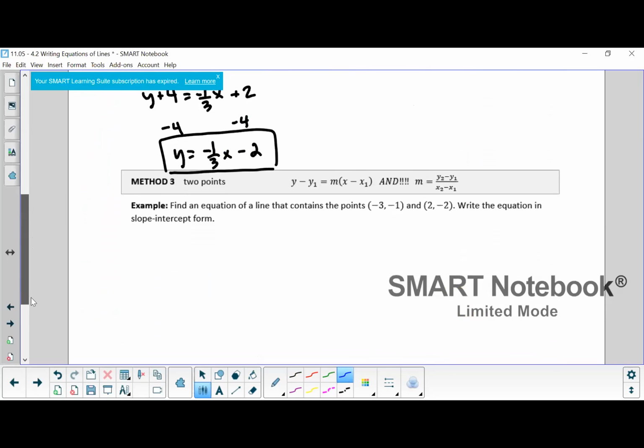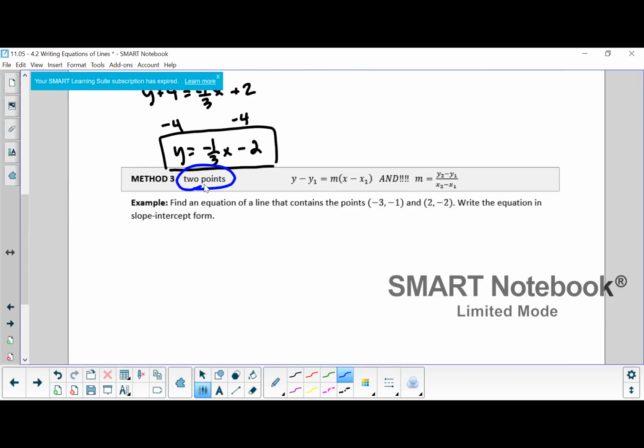And this last method is for when you're given 2 random points on the line, okay? You don't have the slope yet, and it's not a y-intercept point. So your job is to use the 2 points to find a slope. Once you have that information, you can go back and start with method 2. So it's like this method is just layered up from the previous one. So what we have are my 2 points, -3.